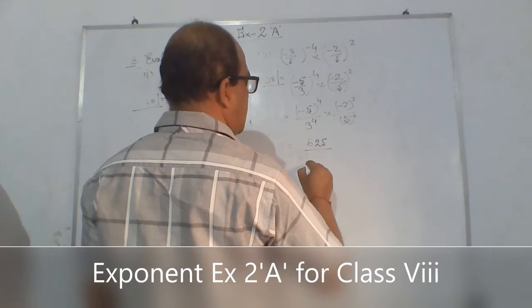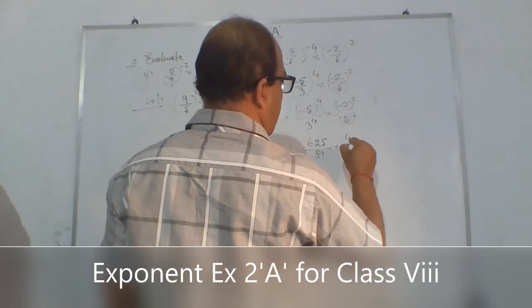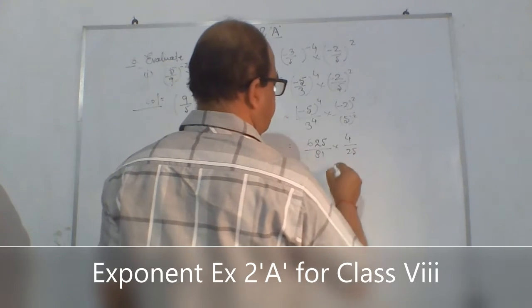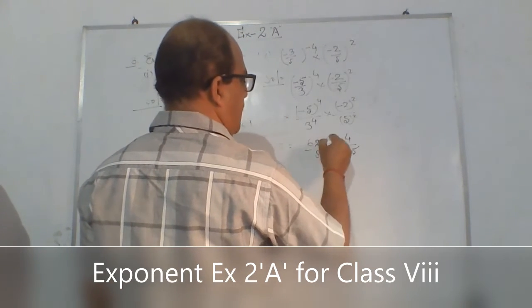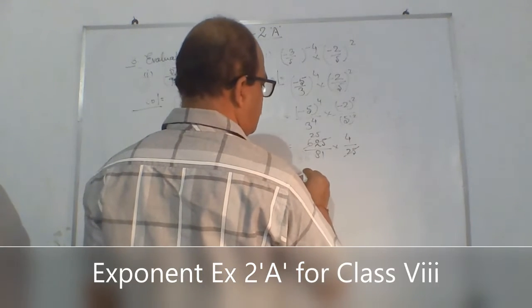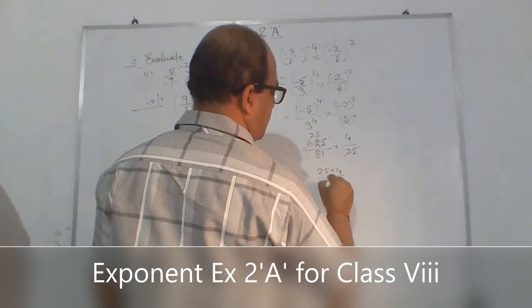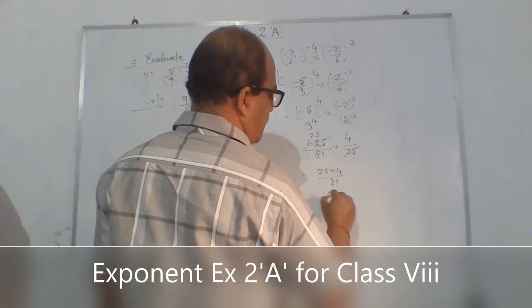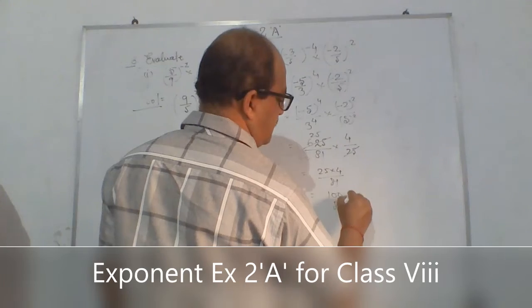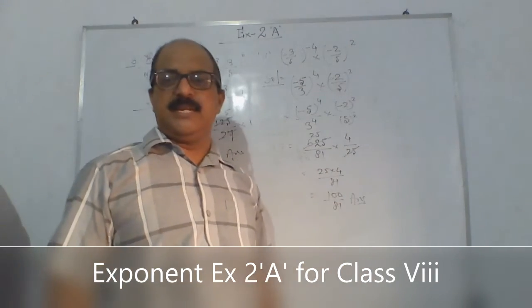3 3s are 9, 9 3s are 81, here 2 2s are 4, and this one, the 25, 25 25s are 625. 25 into 4 by 81 means 100 by 81, and this one is the simplification. Thus question number 3 is completed.